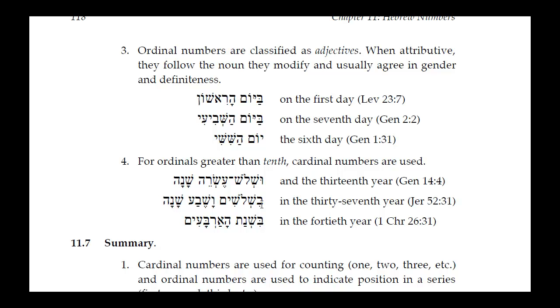And the same thing: bishloshim v'sheva shanah, and in the 37th year. Remember, the noun is going to be singular with a plural number here. Bishnat ha'arba'im, literally in the year of the forty, or in the 40th year. First Chronicles 26:31.